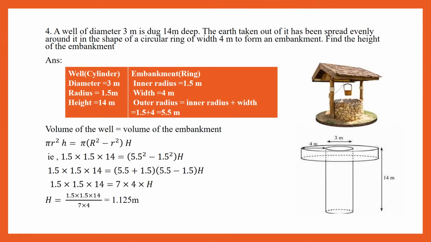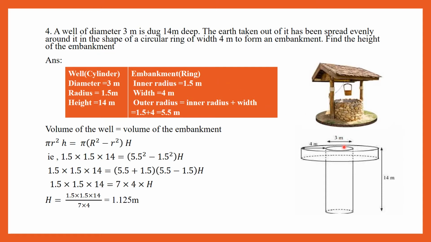Question number 4. A well of diameter 3 meter is dug 14 meter deep. The earth taken out of it has been spread evenly around it in the shape of a circular ring of width 4 meter to form an embankment. Find the height of the embankment.